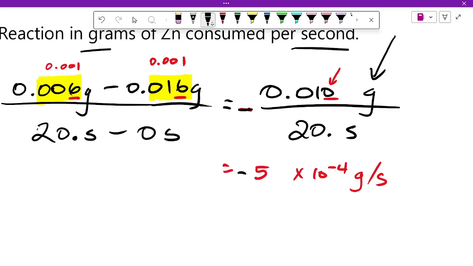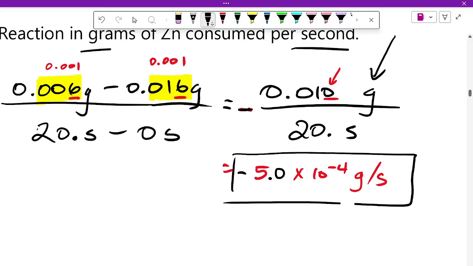Okay, now, is this a correct answer? No, what does it need? It needs sig figs, 5.0, put a box around it, and you are done. Yes?